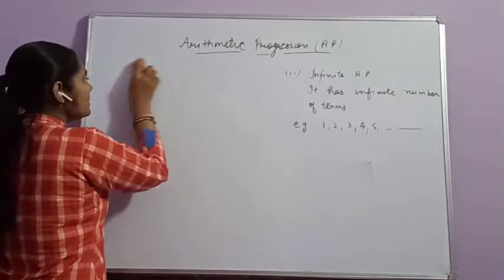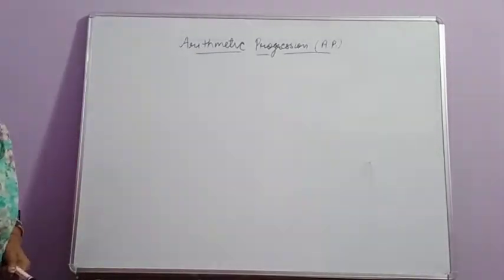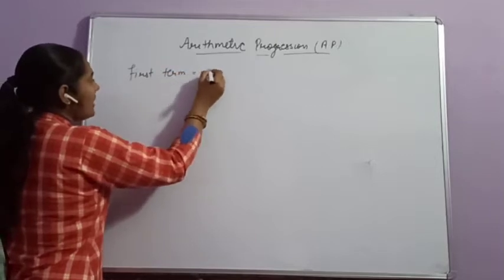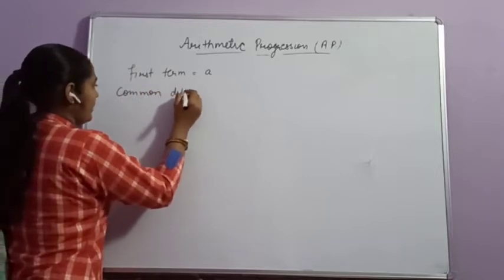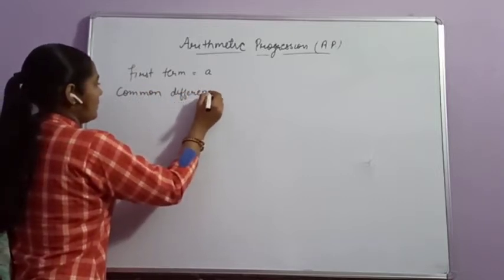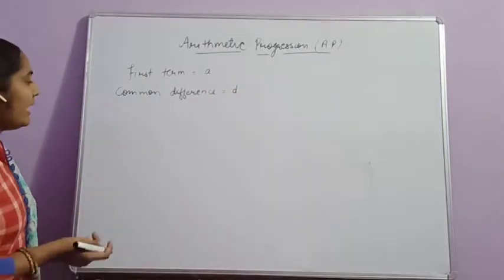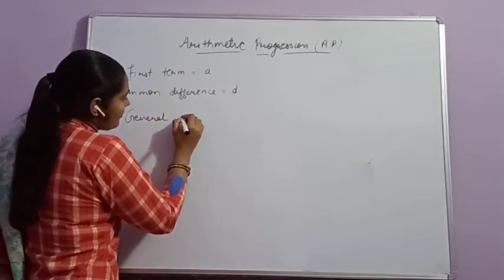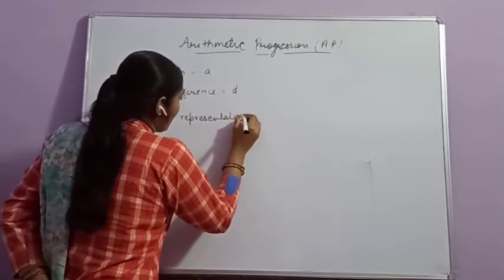Next is, we represent first term by small a. First term of an AP is represented by small a and common difference is represented as small d. Then what will be the general representation of an AP?